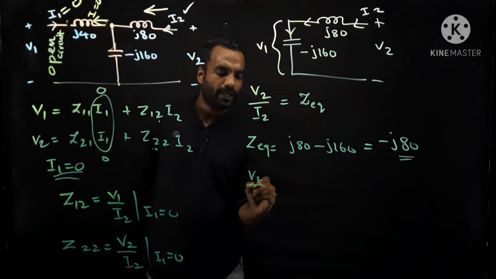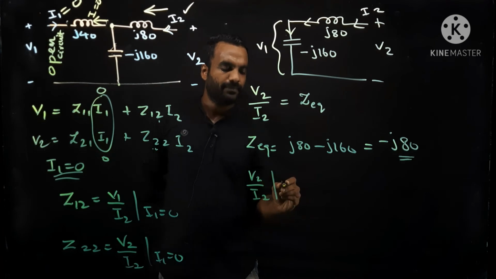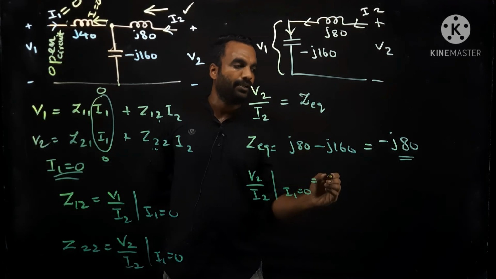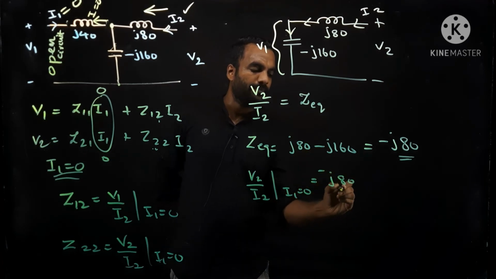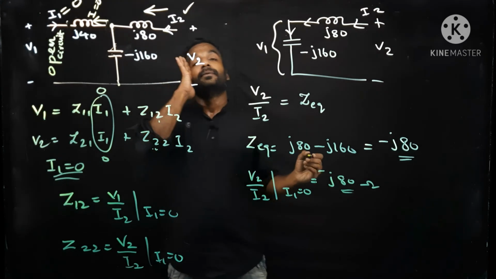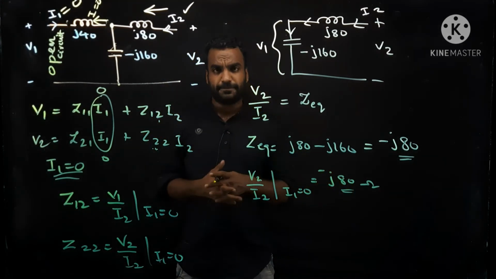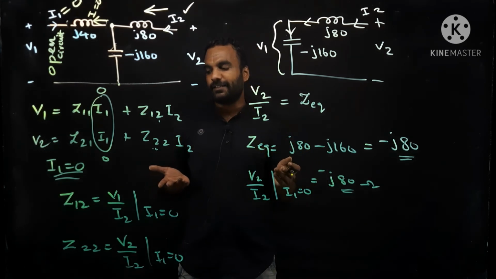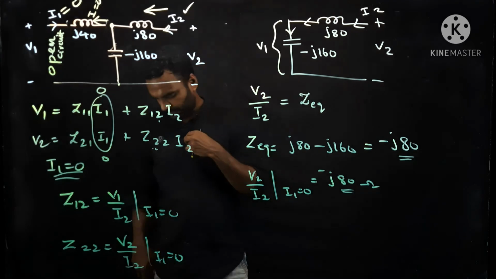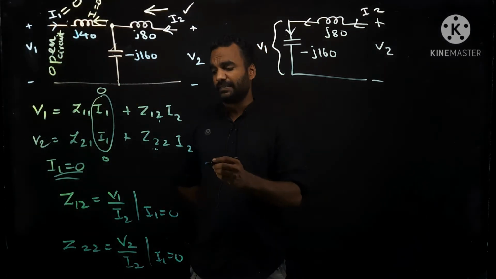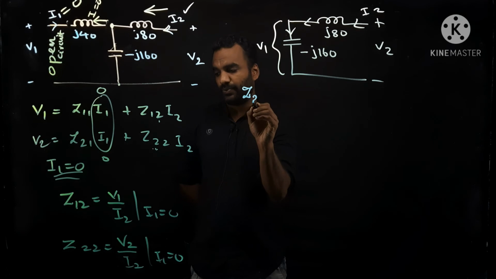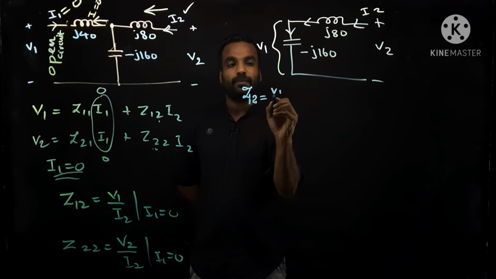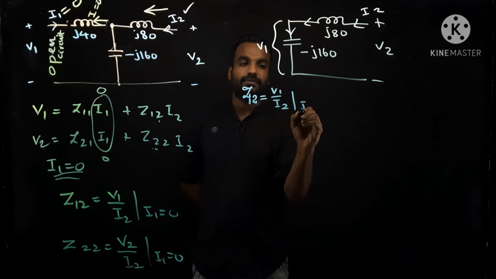So V2 by I2 at I1 equal to 0 is equal to Z equivalent, that is minus J80 ohm. Okay, is it clear? Now we are going to find the other parameter, that is Z12. So it is time to find Z12, that is V1 by I2 at I1 equal to 0.